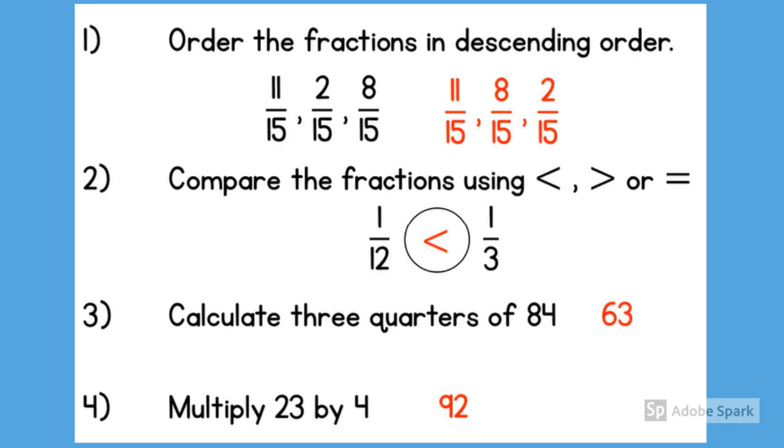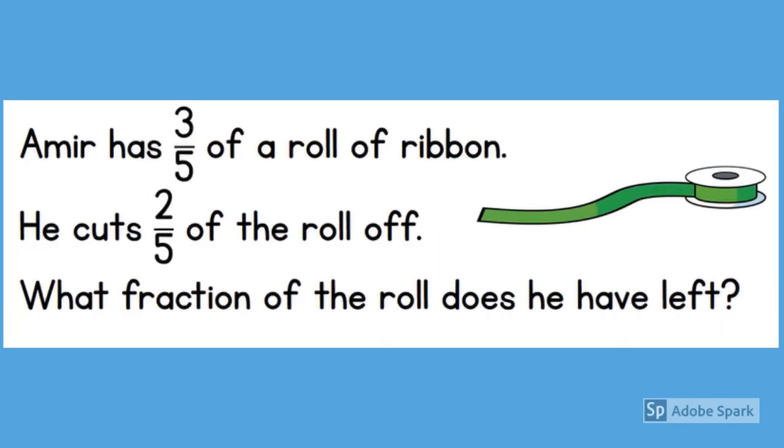Calculating 3/4 of 84. 84 shared by 4 equal parts is 21, and 3 of those parts is 63. 23 multiplied by 4 equals 92. So let's have a look at today's lesson.